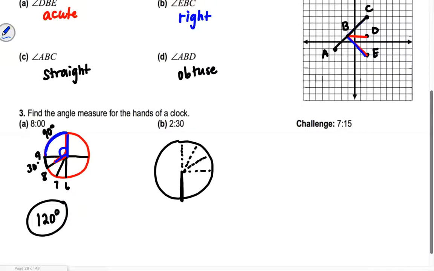See how the hour hand isn't on 1 anymore? It started to move a little bit. It's a little bit past it. Okay, does this make sense? So we're moving it between the 2 and the 3. So it's here and here.